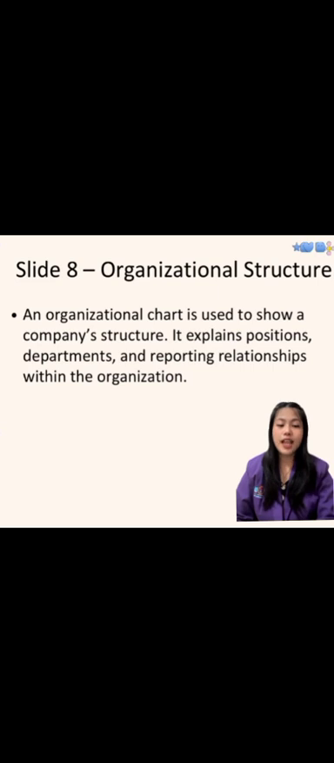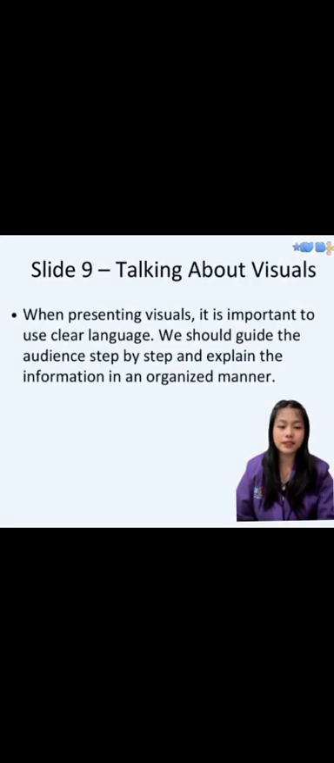Organizational structure. An organizational chart is used to show a company structure. It explains positions, departments, and reporting relationships within the organization. Talking about visuals. When presenting a visual, it is important to use clear language. We should guide the audience step by step and explain the information in an organized manner.